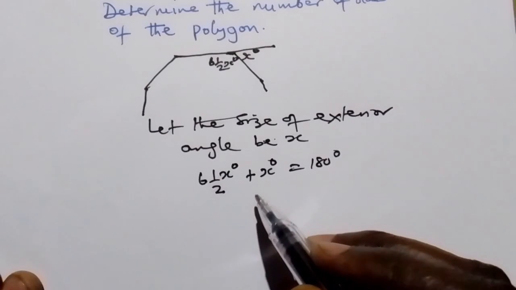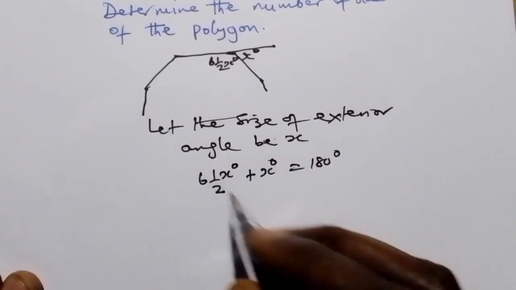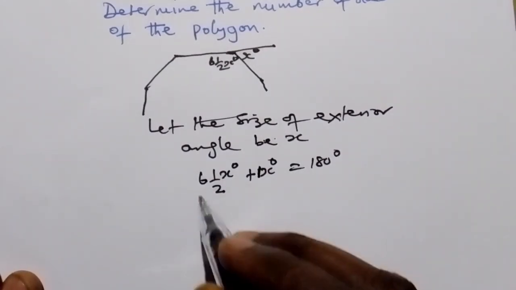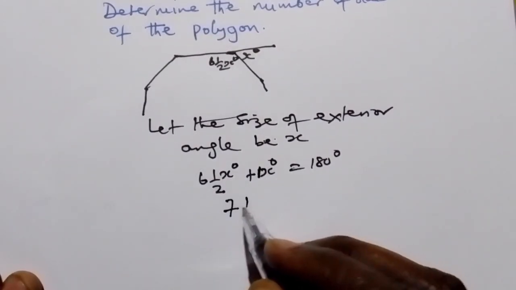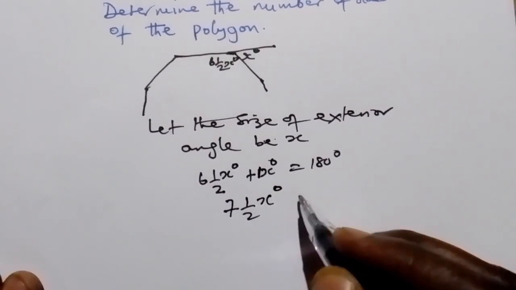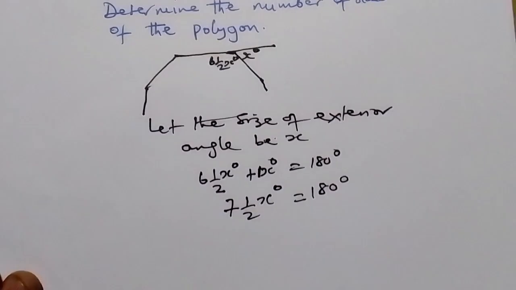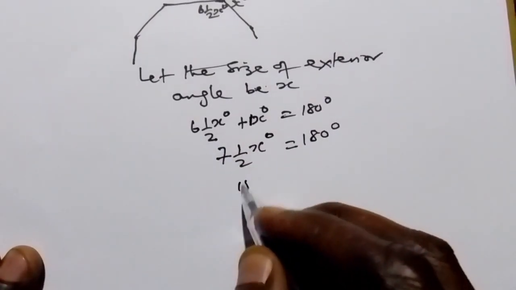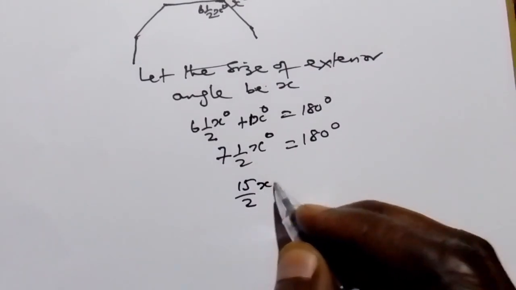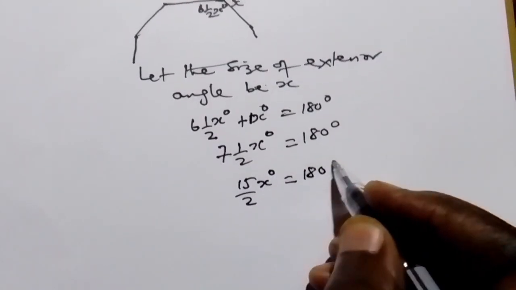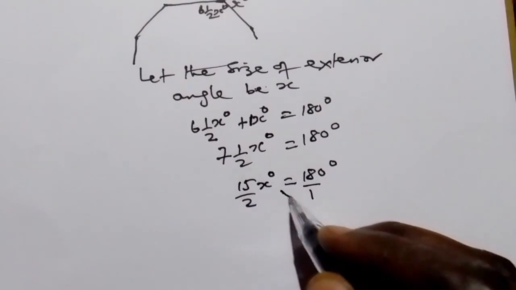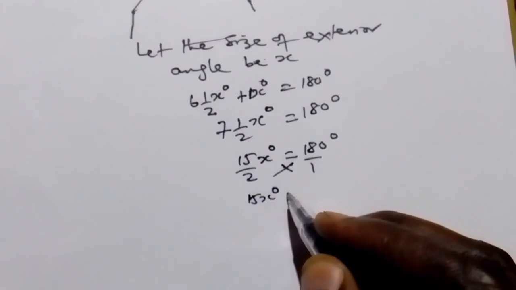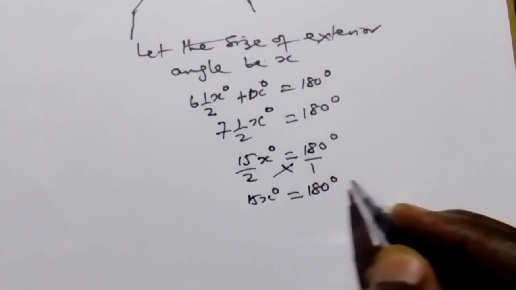6.5x degrees plus x degrees is 6 plus 1, so 7.5x degrees is equal to 180 degrees. 7 times 2 is 14 plus 1, 15 over 2 x degrees is equal to 180 degrees. We can cross multiply. 15x degrees is equal to 180 degrees times 2.